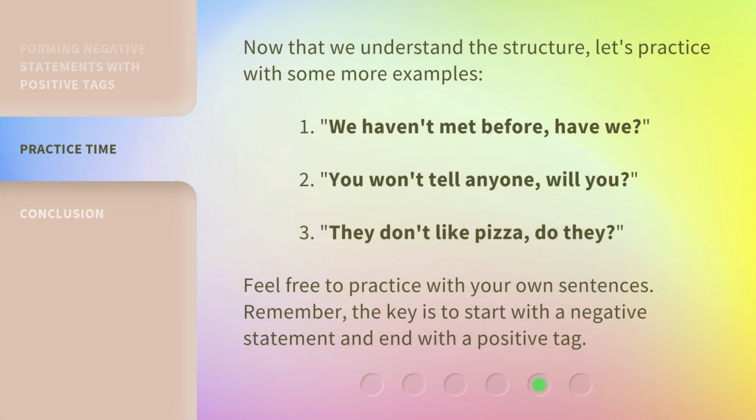Now that we understand the structure, let's practice with some more examples. 1. We haven't met before, have we? 2. You won't tell anyone, will you? 3. They don't like pizza, do they? Feel free to practice with your own sentences. Remember, the key is to start with a negative statement and end with a positive tag.